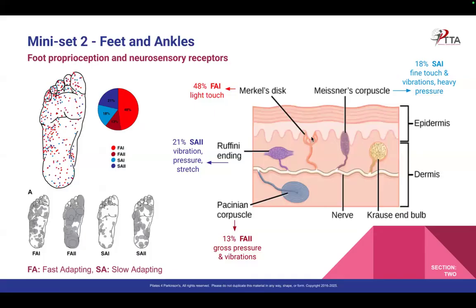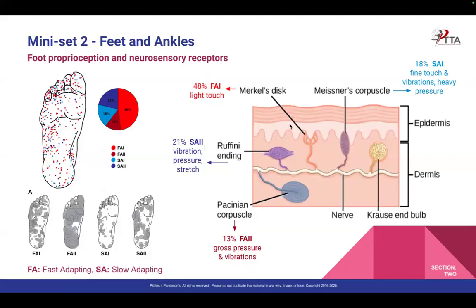So what happens is, if you look, they're all connected to the same kind of nerve. So once these are stimulated, it triggers this nerve like a spider's web, and these ones wake up even more. It's kind of like they're more listening, right? And then the fast acting ones are 48%. So look at how much fast acting neurosensory receptors are on the feet. And then you go to the fast acting 2, which senses gross pressure and vibration. Those are the Pacini corpuscles.